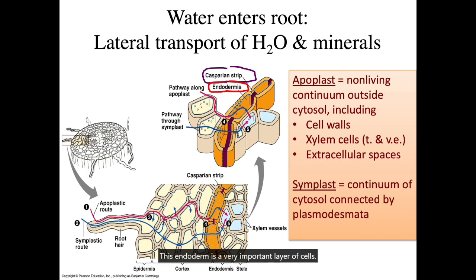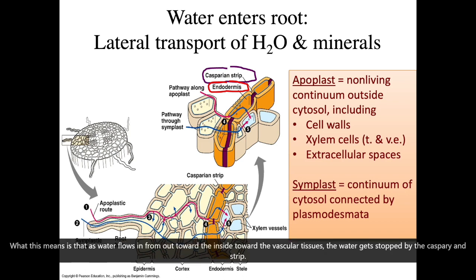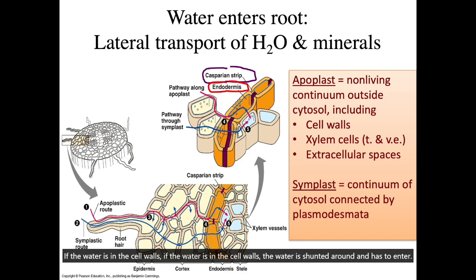This endodermis is a very important layer of cells. It's a single cell layer thick, it's a ring, and it has wax in its cell walls. This wax is called suberin, and the wax in the walls makes what's called the Casparian strip. What this means is that as water flows in from out toward the inside, toward the vascular tissues, the water gets stopped by the Casparian strip if the water is in the cell walls. If the water is in the cell walls, the water is shunted around and has to enter the endodermal cell. It has to go into it through the membrane to get into the vascular tissues.